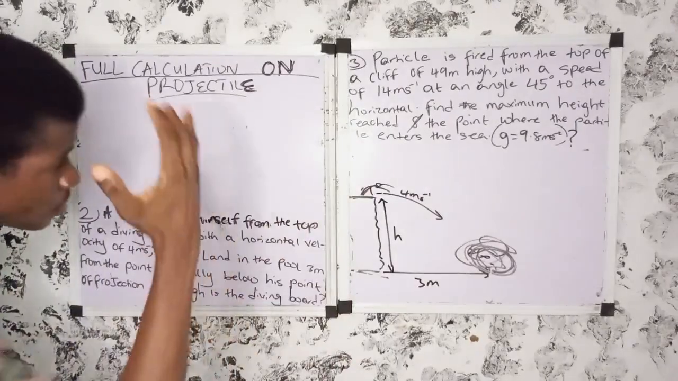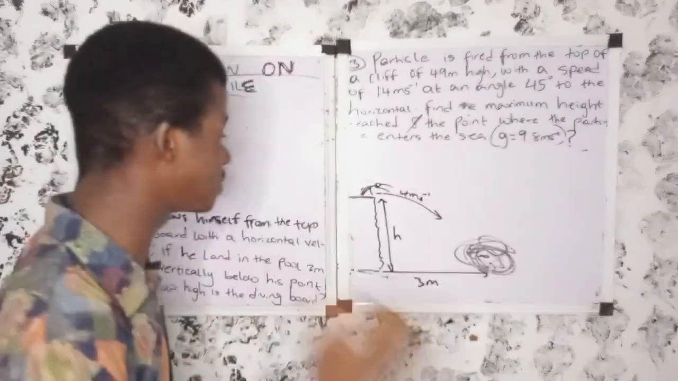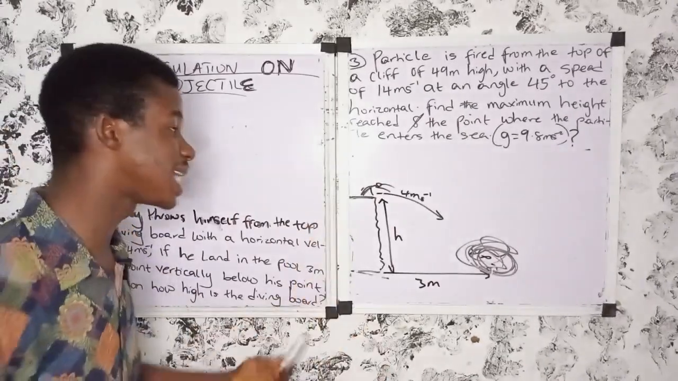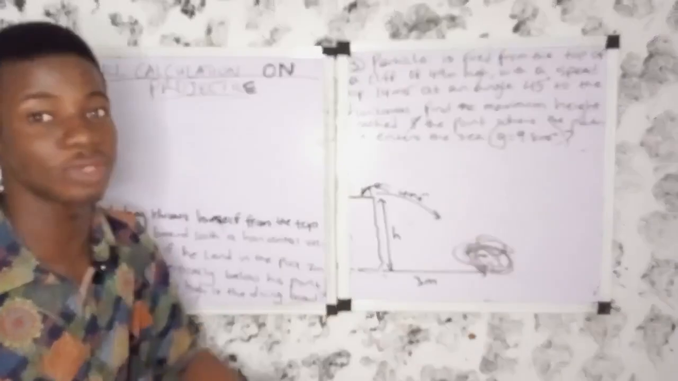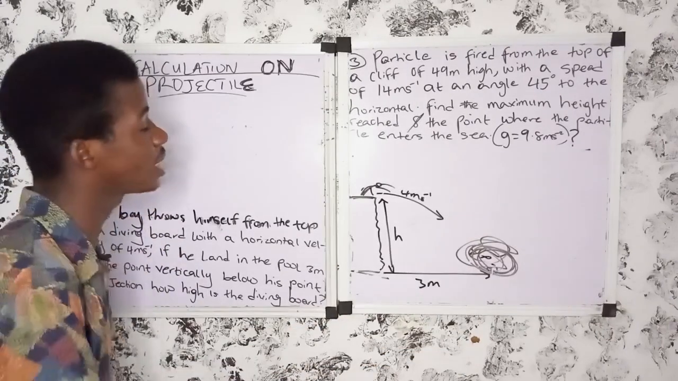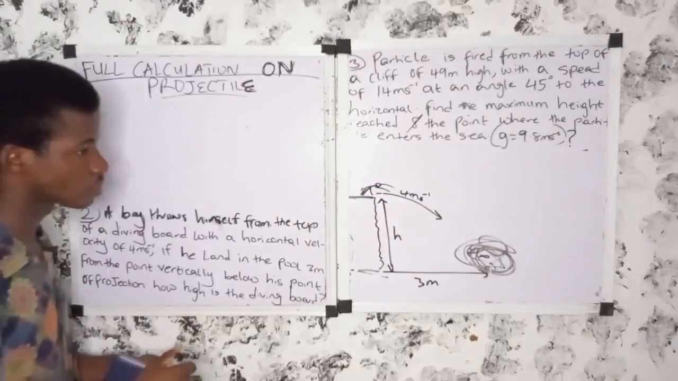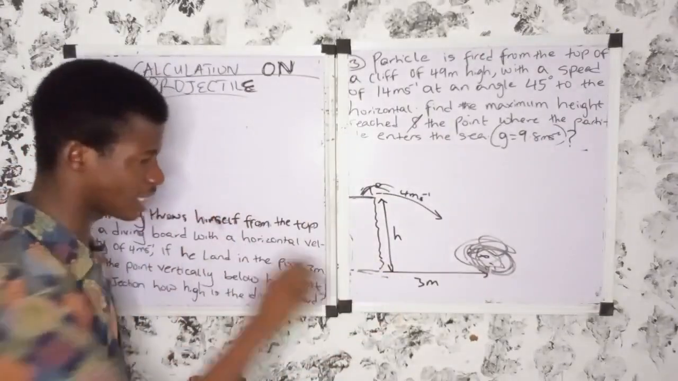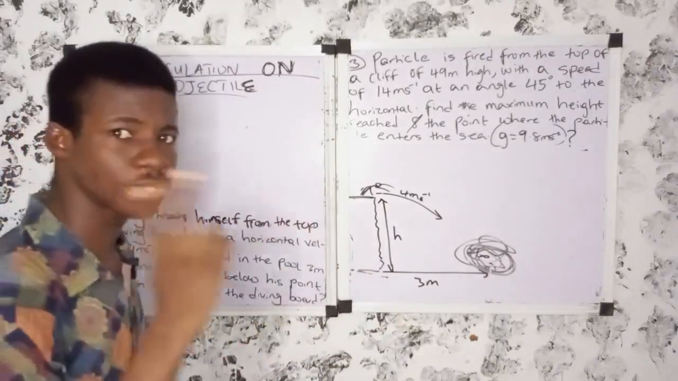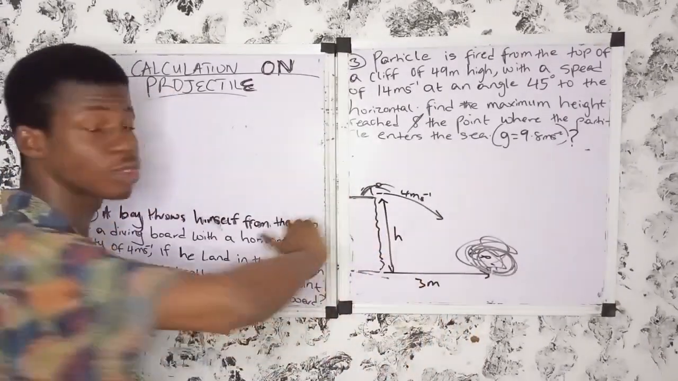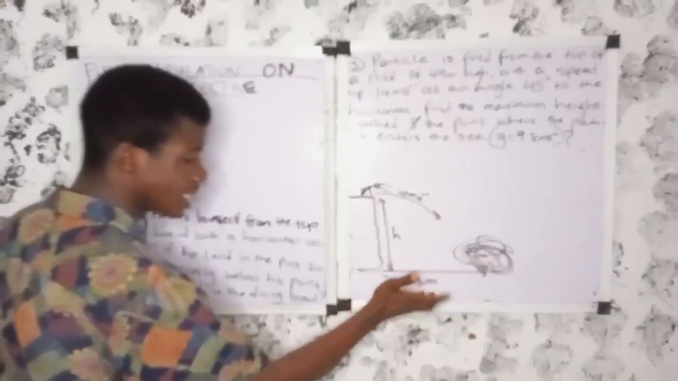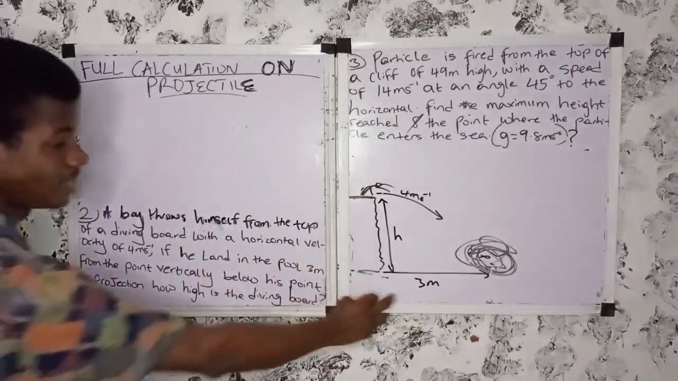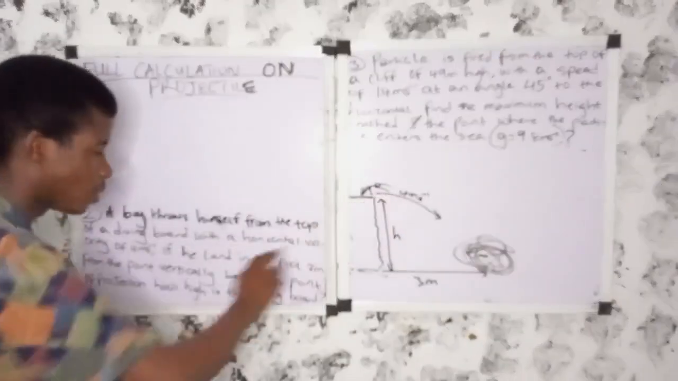I will advise you to go to the previous class video. It is very important, because that is where I gave the equations and told you the scenarios in which you can use them. Now, remember in that previous class, I told you that range is the horizontal distance from the point of projection. So this 3 meters is the range. Then this velocity is the horizontal velocity.